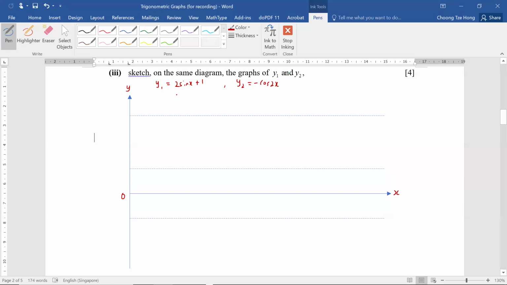Okay, so let's try to do it for y1 first. You can see that the vertical shift is 1, so the center part of the graph will be 1, right? The amplitude is 2, which means the highest point is going to be 1 plus 2, you get 3. Then the minimum point is going to be 1 minus 2, so you get -1, right? Now the period, recall for this graph, is 360 degrees, right?